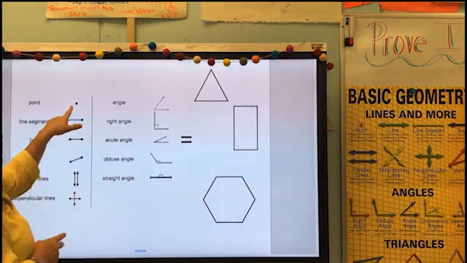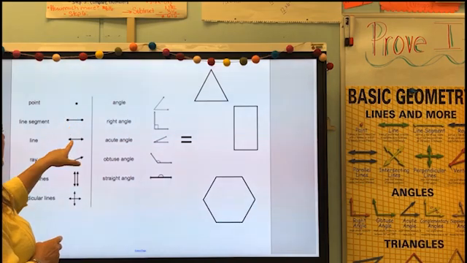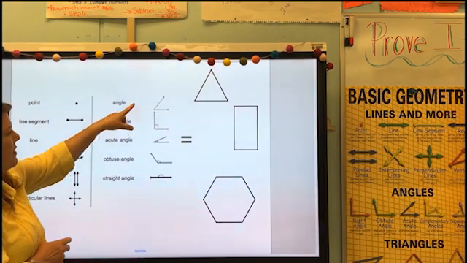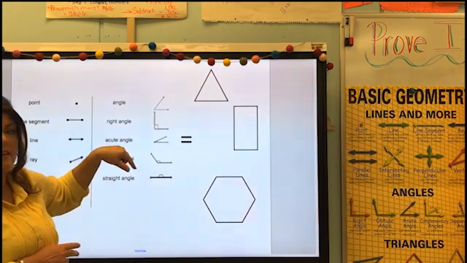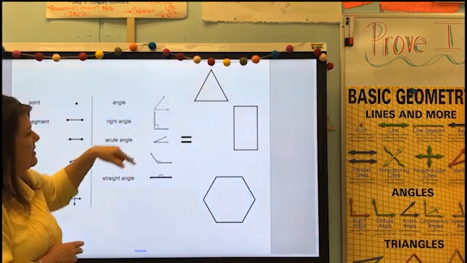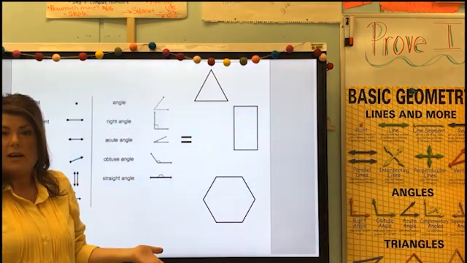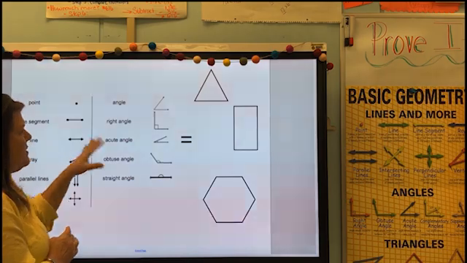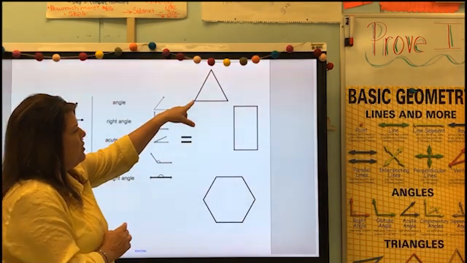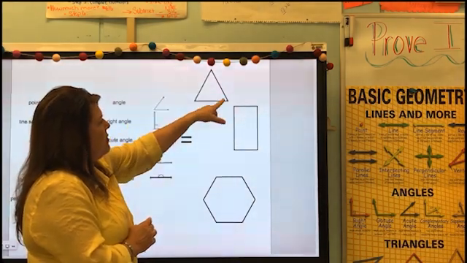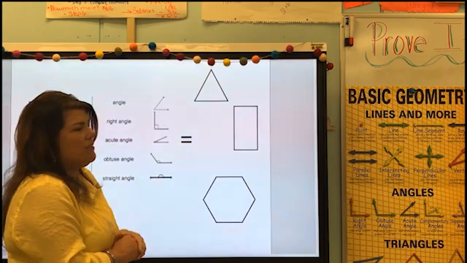So if we could start with a point and then you add lines or line segments to it, depending on how they meet and where they intersect, where their vertex is, depends on the type of angle. So then if you put these together and you have an acute angle here, an acute angle there and there, you can make a triangle.